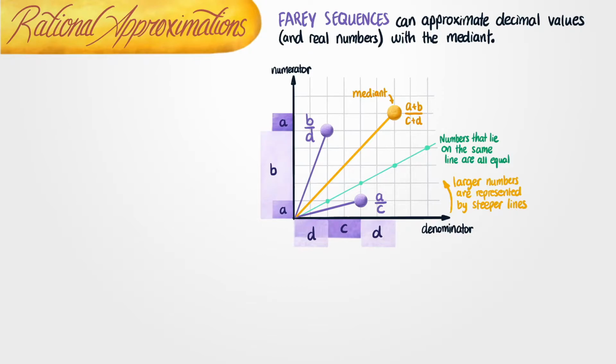I want you to notice that the first fraction moves to the right by c and then up by a. The second fraction moves to the right by d and then up by b. So if you started over here, then moved to the right by d again and then up by b again, you'd be back at the mediant. Or to help visualize this another way, you can imagine taking this whole piece and just moving it to the right so that it's over here.